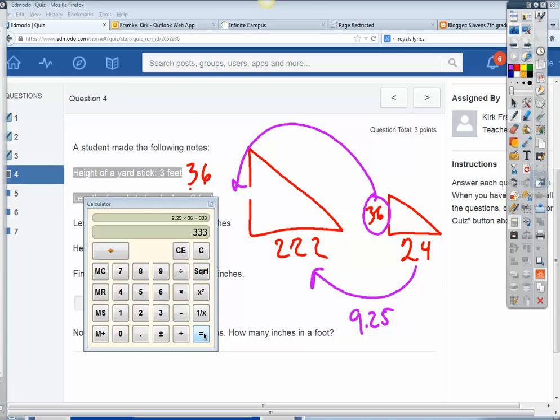I get 333 inches. Now, that doesn't really help me because we talk about feet and inches. So I'm going to divide it by 12. I get 27 feet. I'm taking the 27 feet out. I have the 0.75. I'm going to multiply it by 12 inches in a foot. I get 9. 27 feet, 9 inches. So I'm going to, again, put that in my answer blank.